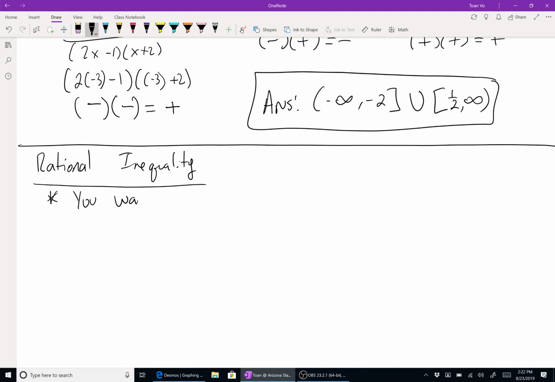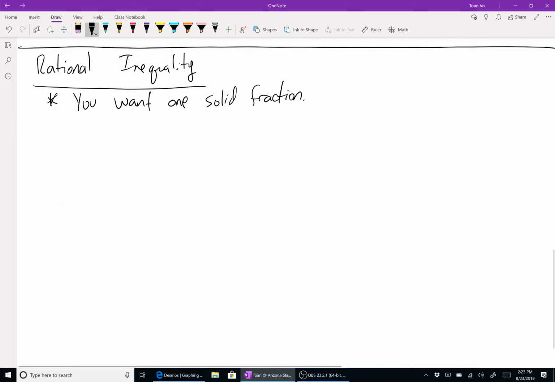You want one solid fraction. So yes, you want to get everything onto one side. You want to set the numerator equal to 0, set the denominator equal to 0, all that fun stuff. But before you do anything, you want one solid fraction. Other than that, the steps are basically identical.